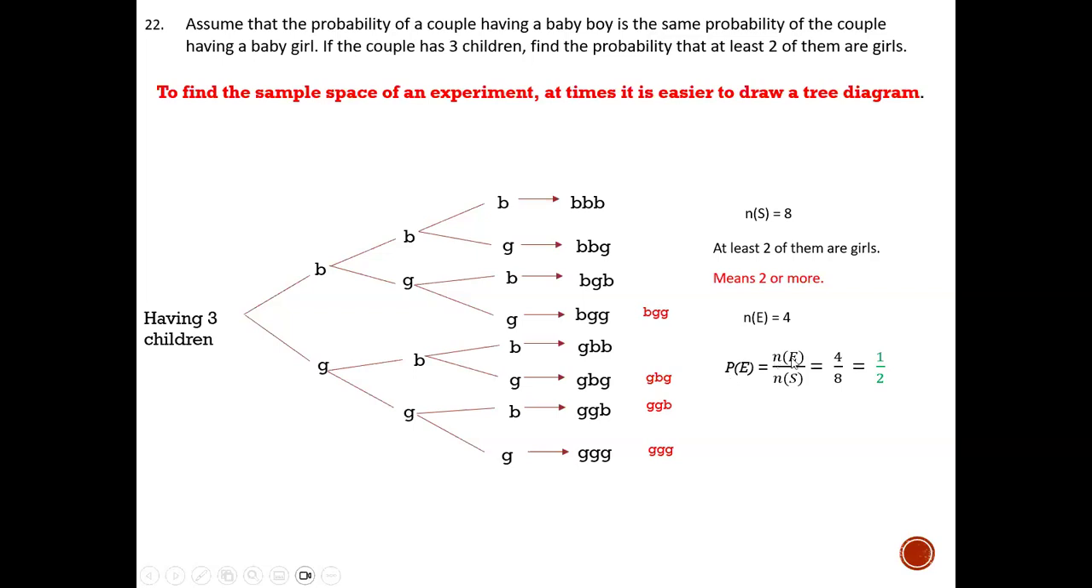4 favorable out of our total, which is 8, always reduce. So our probability was, again, the number of favorable outcomes, which is the 4, which is the ones with the 2 girls, out of the total possible outcomes, which is 8, reduces to 1/2. So here's using probability, but with a tree diagram to help us get the probability.